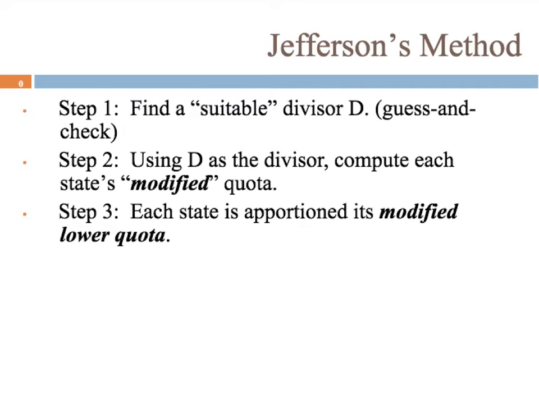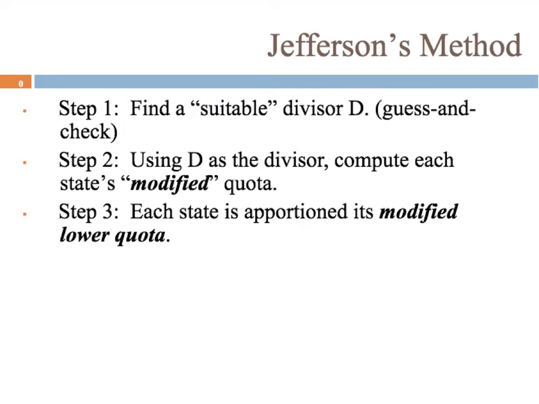With Jefferson's method and Adams' method, we don't have surplus seats. What we're trying to do is create a scenario where there are no surplus seats, and we manipulate that number, that divisor. So that's what it means to find a suitable divisor. If the original does not work, we're going to change it and create our own to see if what we get has the seats add up.